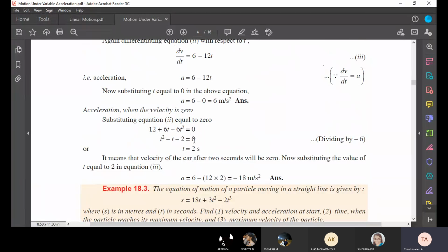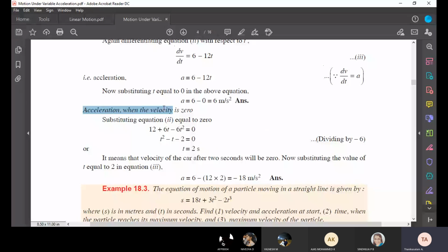You know this calculation, no? This is ax squared plus bx plus c equal to 0, the equation you already studied. Therefore, you know x equals minus b plus or minus square root of b square minus 4ac, divided by 2a. You apply that concept and find t equal to 2 seconds. So when velocity is 0, the time t is 2 seconds.